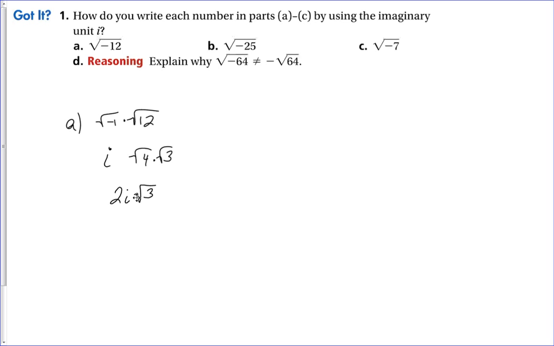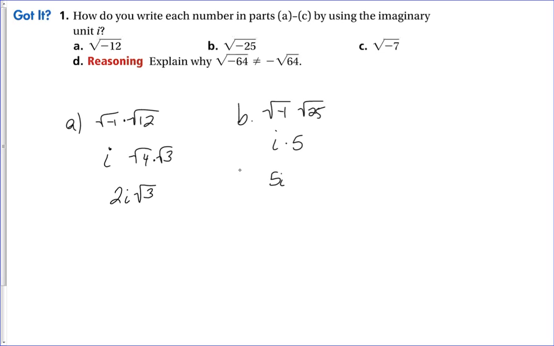All right. Now let's go to B. We know immediately it can be broken down to the square root of negative 1 times the square root of 25. We know that the square root of negative 1 is i. We know that the square root of 25 is 5. So i times 5. But remember, always put the i after the constant. So the correct answer here would be 5i.